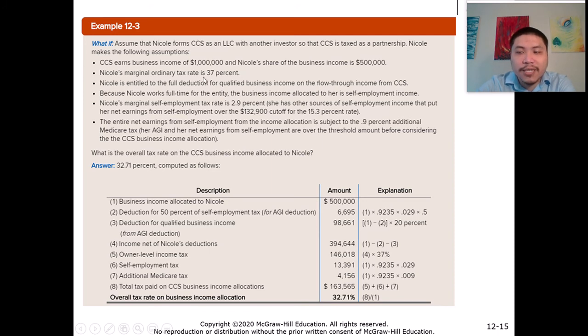So she has qualified business income. Nicole works full-time for the entity, so the business income allocated to her is self-employed income. Nicole's marginal self-employment tax rate is 2.9%, because her income now goes above the 132,900 cutoff for the 15.3% rate. And the entire net earnings from self-employment from the income allocation is subject to a 0.9% additional Medicare tax.